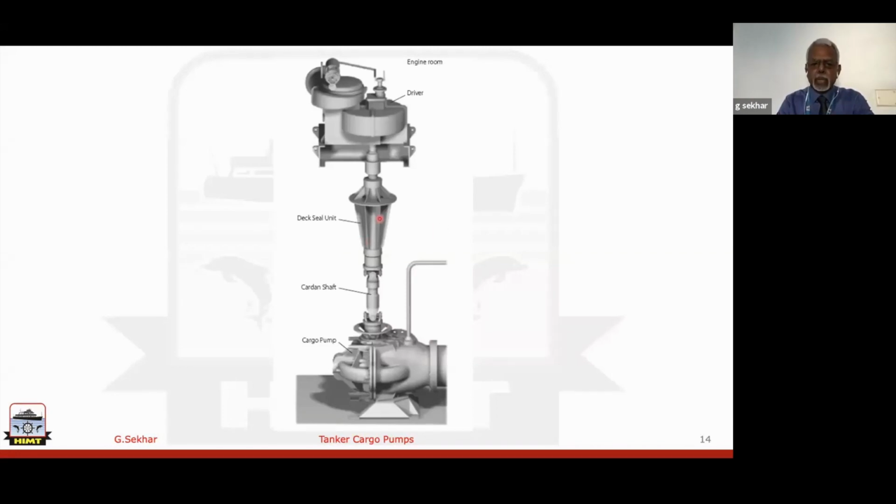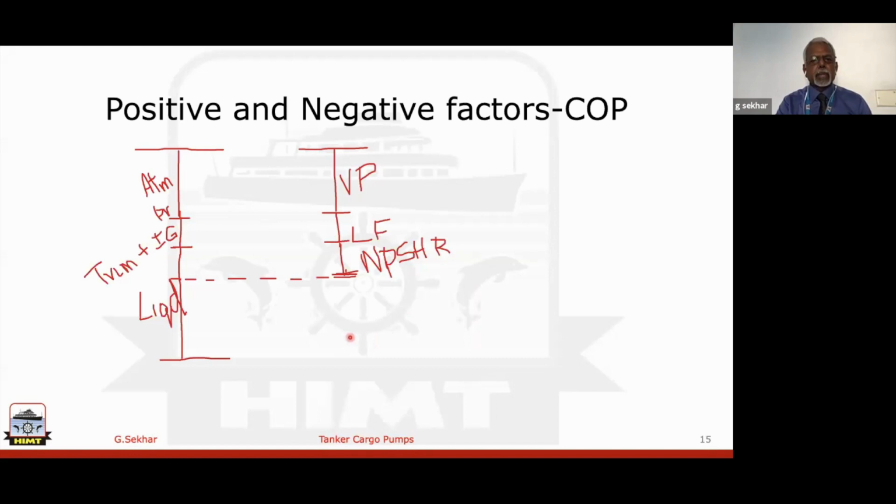So this is about the arrangement in an oil tanker where you have COPs, cargo oil pumps. It is something like this. Now let me explain this diagram. Now here, look at a cargo tank. Just visualize a cargo tank of an oil tanker.